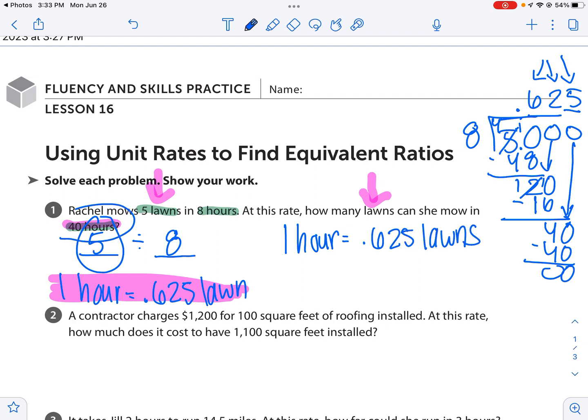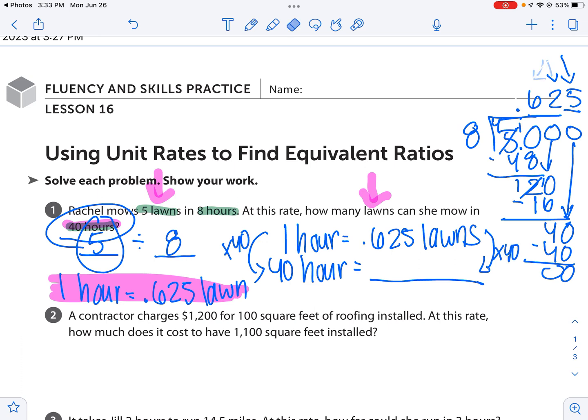They want to know if it takes her 40 hours. So if I put 40 here, what would go in this blank? And I can think about it as a ratio, right? What are they multiplying 1 by to get 40? That's times 40, which means I would multiply the other side, 0.625, by 40 also to figure out what the answer is. Okay, so I'm going to erase some of this.